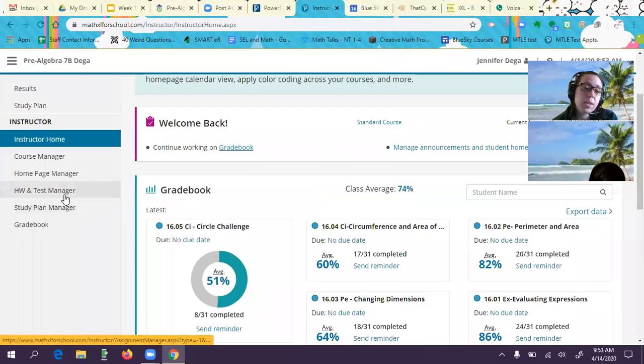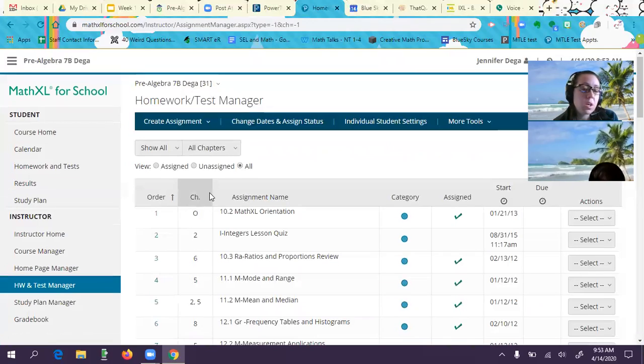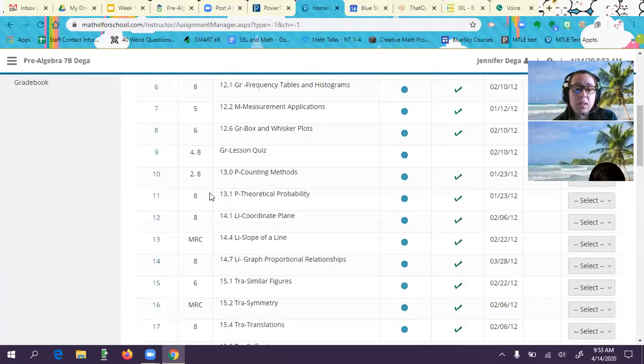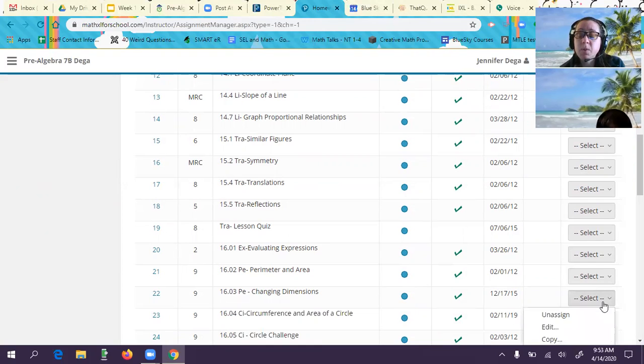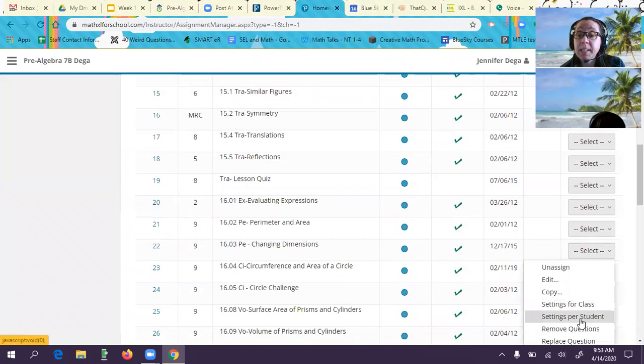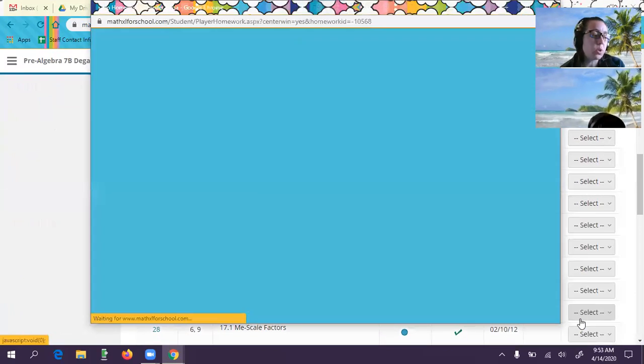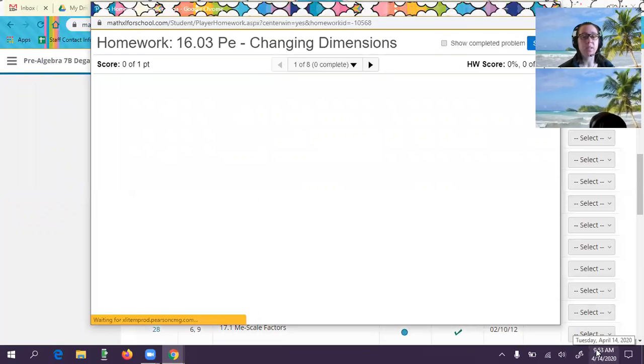Okay, homework and test manager. Changing dimensions. Here we go. Okay, so I think what is tricky is just knowing what to do on this one.